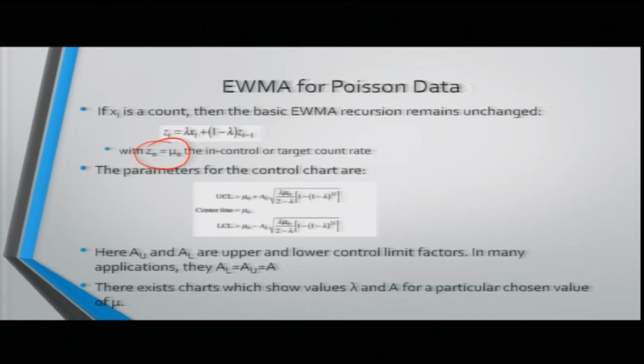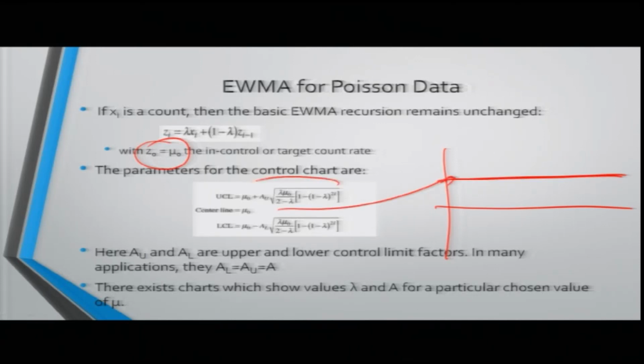The parameters, as discussed and exactly as we have done, are that the central line would be given by the mu value, which is this, and the values of upper control and lower control are almost the same, except that AL and AU values come in place of L, as we considered for the exponential weighted moving average concept. Here AU and AL are the upper and lower control limit factors.